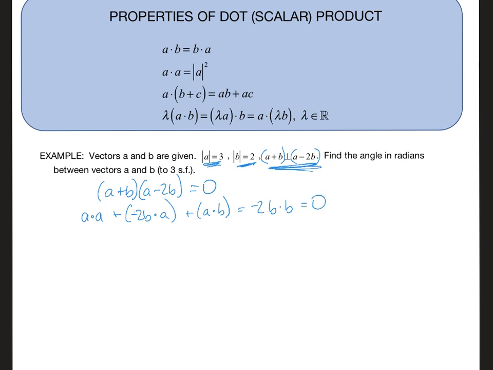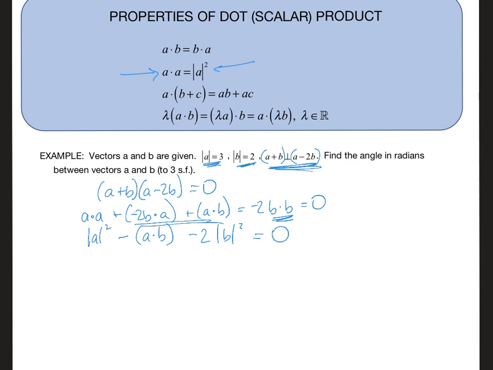Now I'm going to use some properties here. In fact, I'm going to use that one. This is saying that A dot A is equal to the magnitude of A squared. So this should be the magnitude of A squared. These are both A dot B's, and combining them, I have negative A dot B. And then over here, this is pretty much the same thing as this, which is minus 2 times the magnitude of B squared.